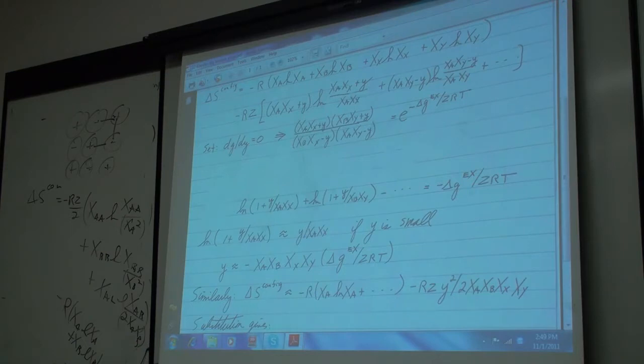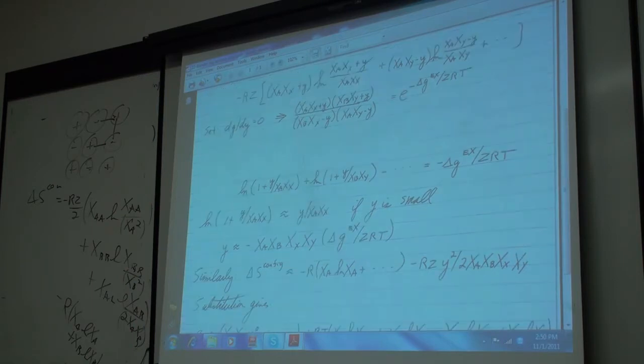Log of 1 plus y over x is approximately y over x if y is small. This is your first term in your Taylor expansion. So if we expand these as a Taylor expansion, take only the first terms, then we can make the whole thing linear. We replace this logarithmic term by y. If you do the solution yourself, you'll end up with y approximately equal to the product of the 4 site fractions.